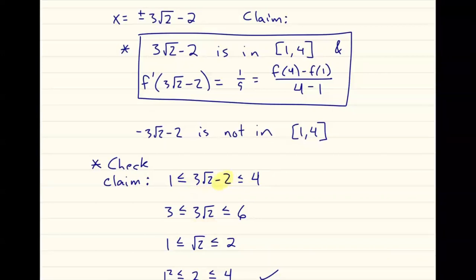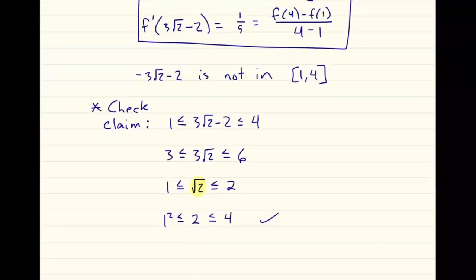Add 2 to all sides, and we're left with this in the middle. 2 plus 1 is 3, 2 plus 4 is 6. So we have these new left and right boundaries. Divide by 3 on all sides. So we're left with root 2 in the middle, 1 on the left and 2 on the right. And at this point, we probably remember that root 2 is between 1 and 2.